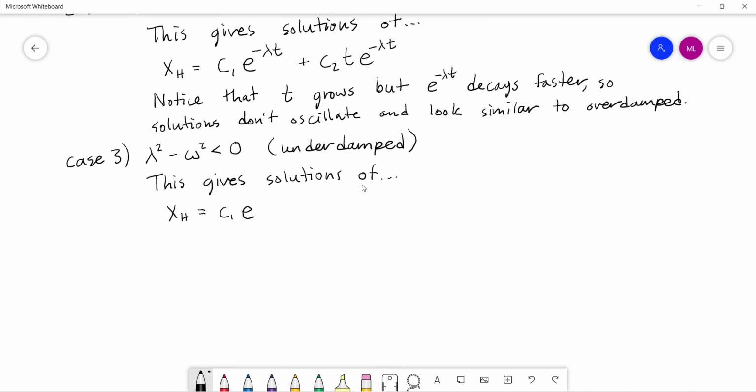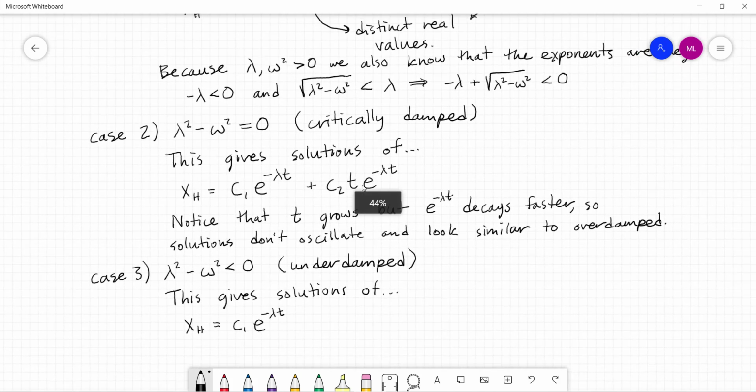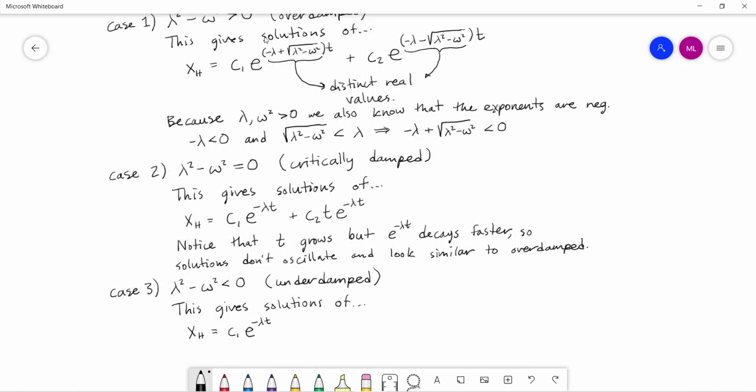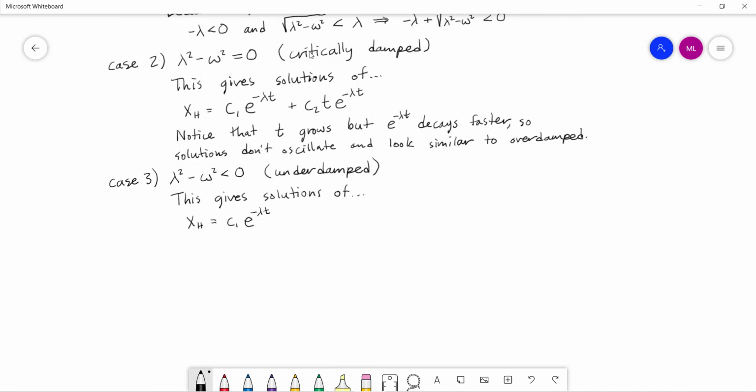c1 times e to the negative lambda t, because in this case, again, coming back up to the equation here, we're essentially always plugging into this equation, but then just doing what we can to simplify. We're going to get e to the negative lambda t times e to this square root times t. So this is the e to the negative lambda t, but this square root now has a negative term inside the square root, which means when we take the square root of the negative, it's going to become imaginary. And when we have e to imaginary powers, those always turn into sines and cosines.